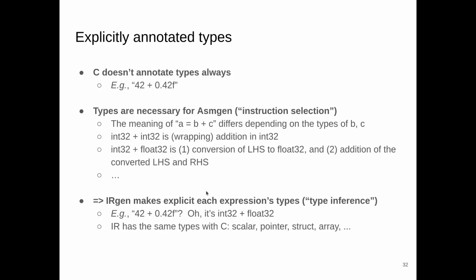So in IRgen, we guess or infer the types of sub-expressions. Oh, this should be integer and this should be float, and we need to insert a type conversion of this 42 from integer to float and do some addition and so on. This kind of thing is usually called type inference or type deduction.